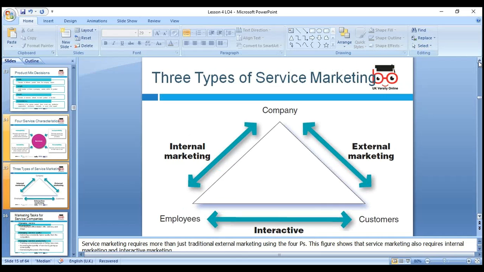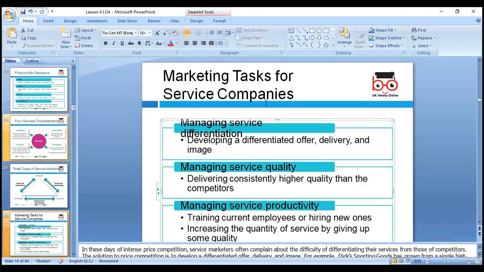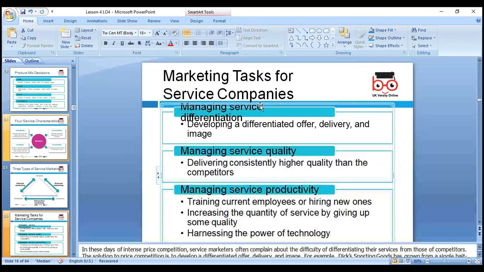There are 3 types of service marketing. We can look at internal marketing within our organization, external marketing outside the organization, and interactive marketing between customer and employees. So all this we focus on. Question? Okay, managing service: how can we manage services? Developing the differentiated offer, delivery, and image, managing quality, and of course managing service productivity.